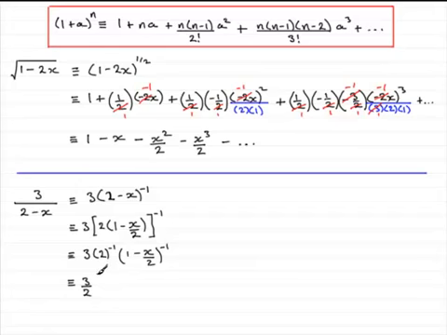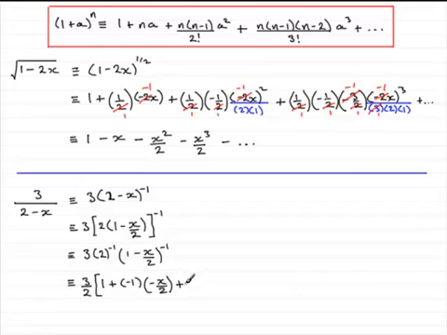And then what we've got to do now is just expand this, because we've got this in the right format. We've got it in the form 1 plus a to the power n. We've got our 1, a is minus x over 2, and the power n is minus 1. Okay, so we'll just put a big square bracket there, and we'll expand this in the usual way, so it'll be 1 plus n times a. So 1 plus the power n, minus 1, times a, which is minus x over 2. So put that in there.